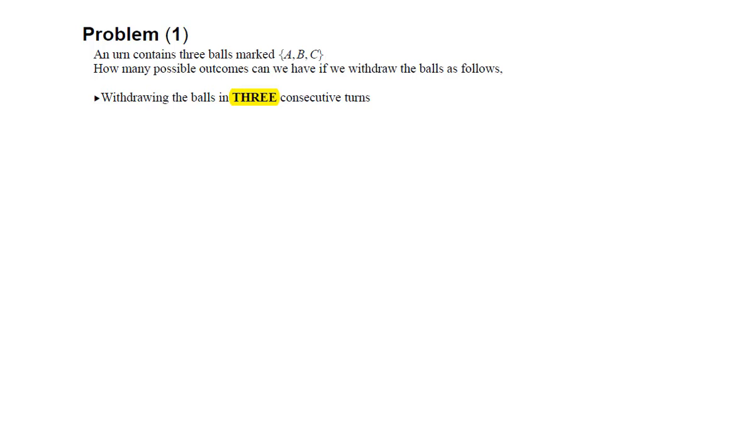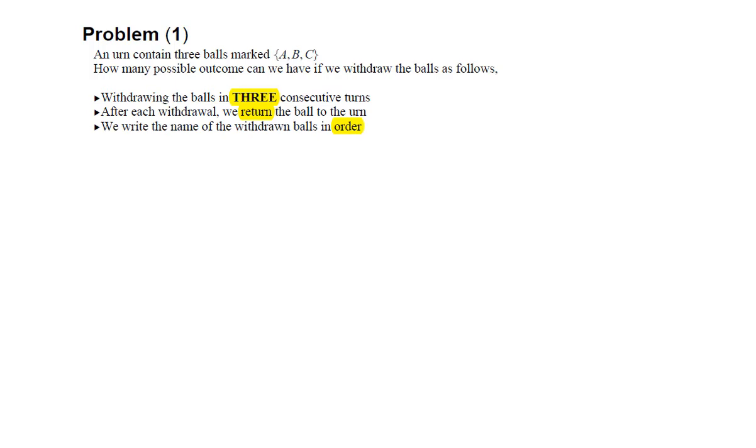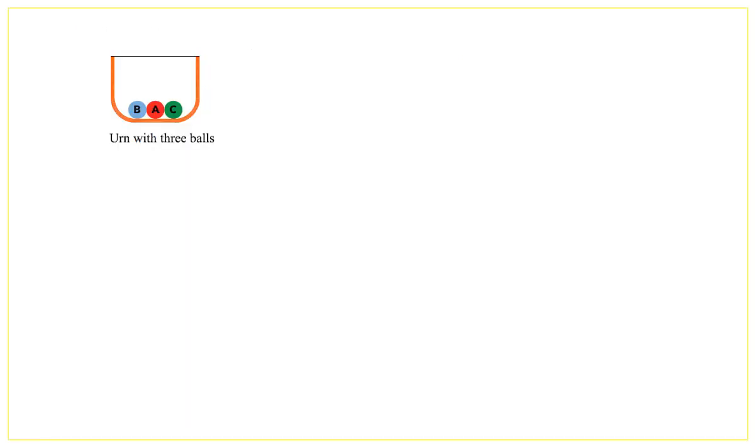An urn contains 3 balls marked A, B and C. So how many possible outcomes can we have if we withdraw the balls as follows? Withdrawing the balls in 3 consecutive turns. After each withdrawal, we return the ball to the urn and we write the name of the withdrawn balls in order. So let's see how to do that.